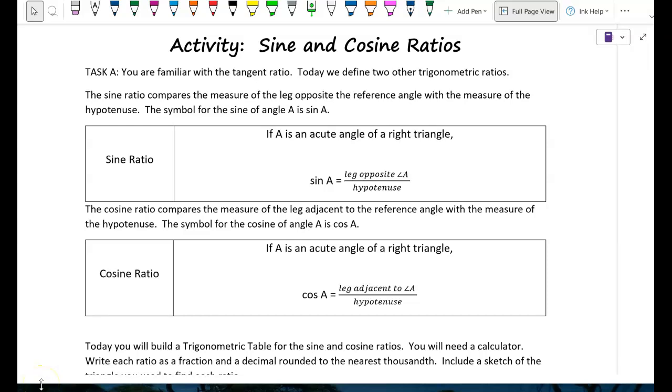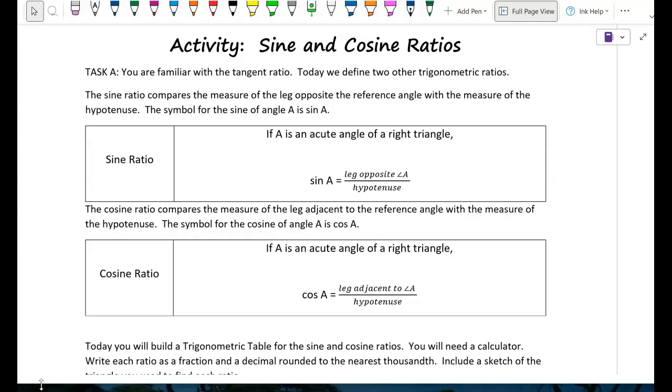All right, we spent several days on the tangent ratio, looking at that wherever our reference angle is and doing the leg opposite divided by the leg adjacent. We learned a little calculator work with tangent. Now we're kind of going back to the beginning where we started with tangent, and now we're going to look at the other two ratios, sine and cosine.